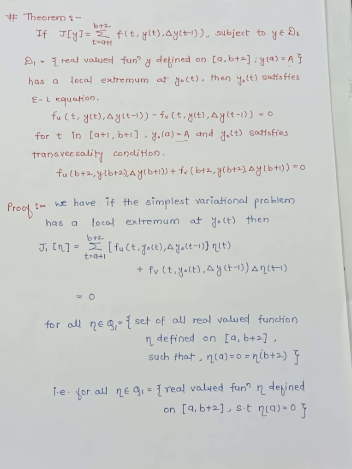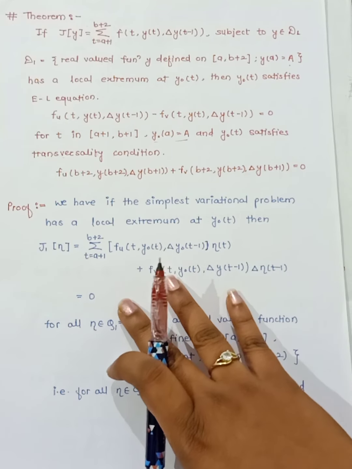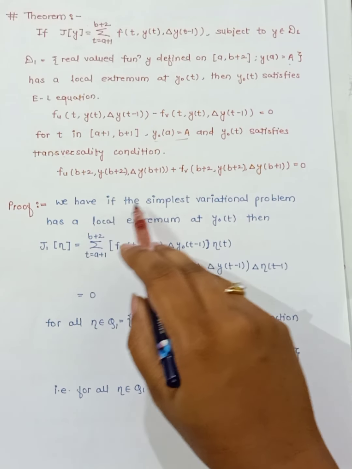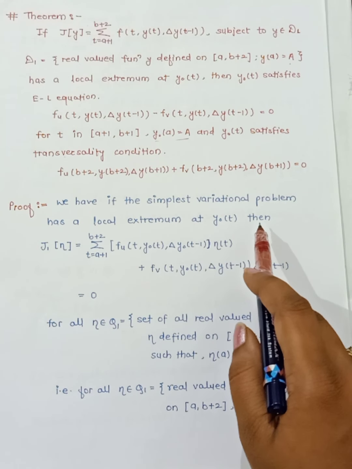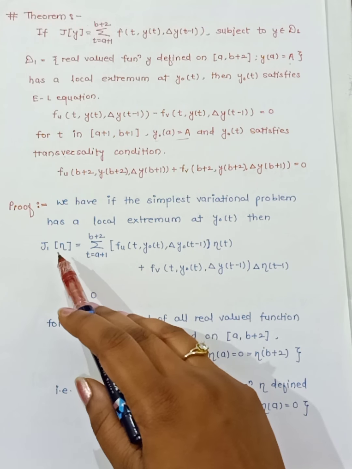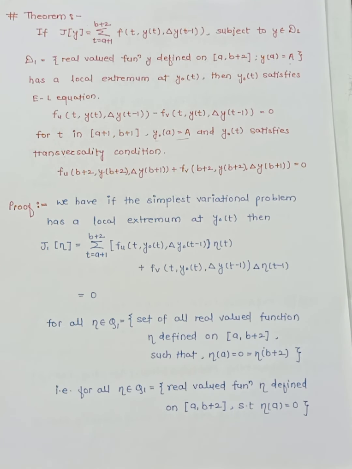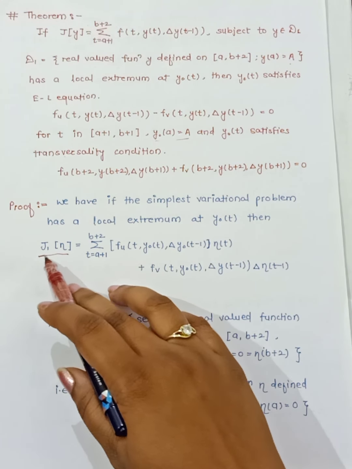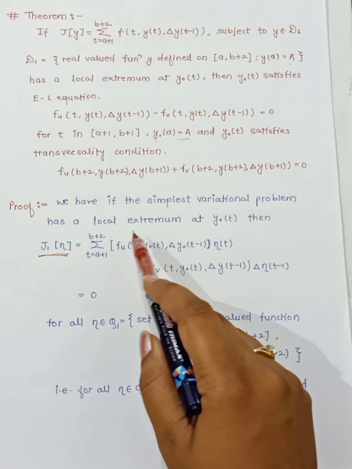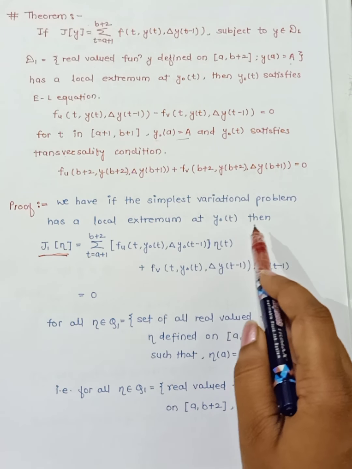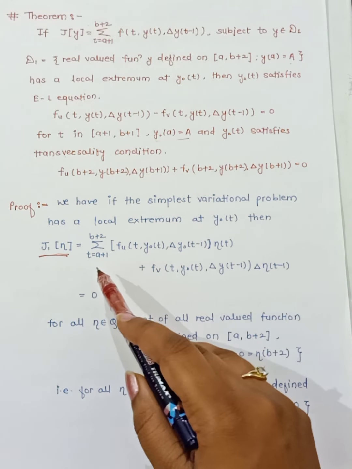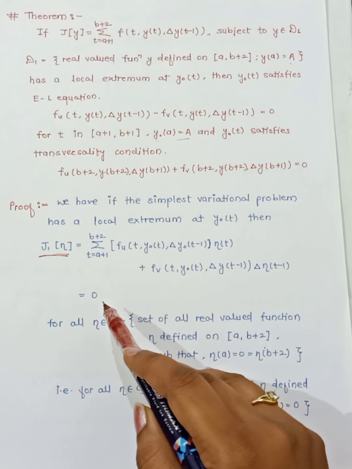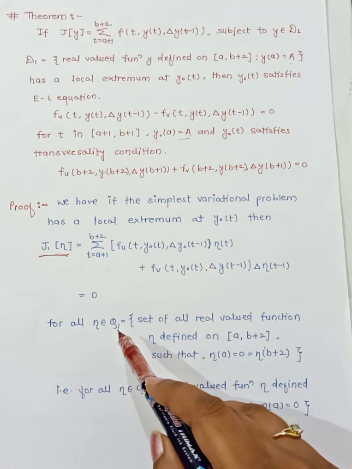So let's prove it. We have, if the simplest variational problem has a local extremum at y0(t), then we saw in the previous theorem that if our simplest variational problem, that is J1(eta), has a local extremum at y0(t), then we can write J1(eta) equals to 0 for all eta belongs to Q1.